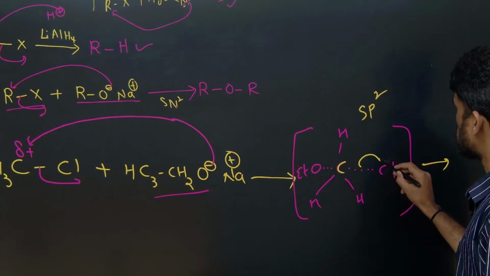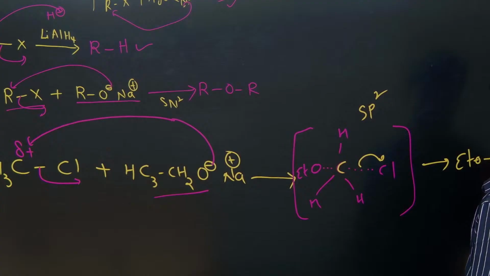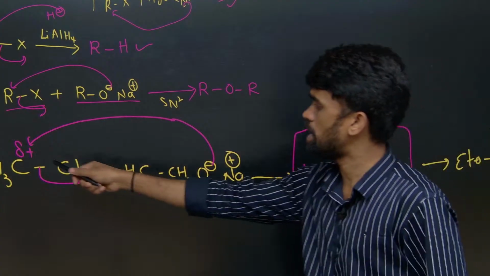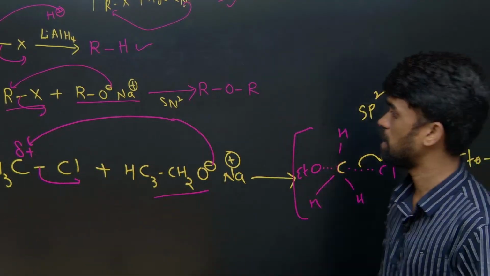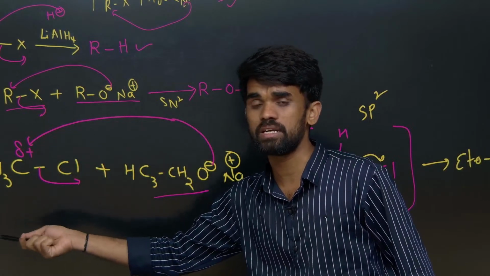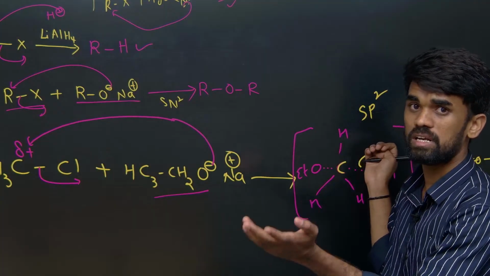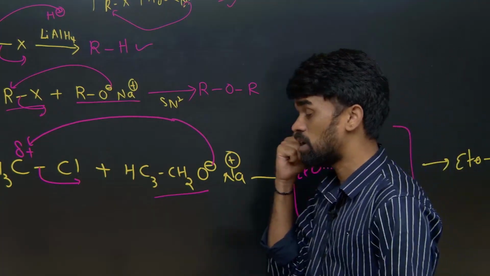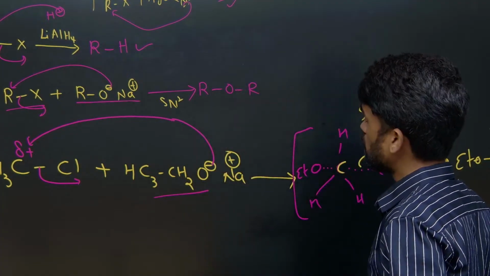Now the chlorine goes out and the bond forms effectively like this. If the groups attached around the carbon are different, then a Walden inversion product is obtained. It means if the chiral center has R configuration in the substrate, it will get S configuration in the product, like inversion of configuration takes place. That is what we call umbrella inversion or Walden inversion.